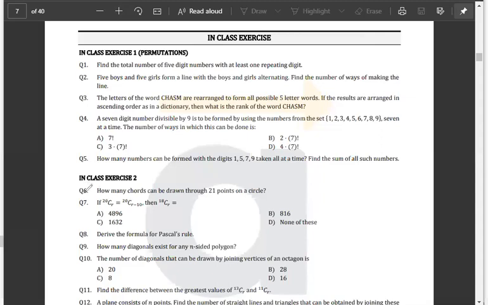Now see this, right? See the first question. Okay, this one. How many chords can be drawn through 21 points on a circle? Tell me, one line.